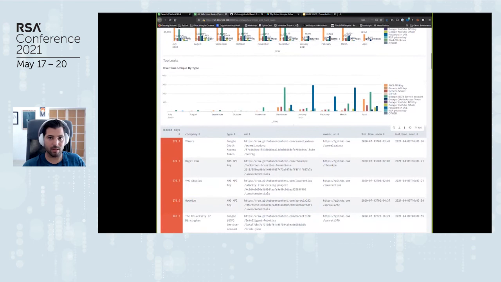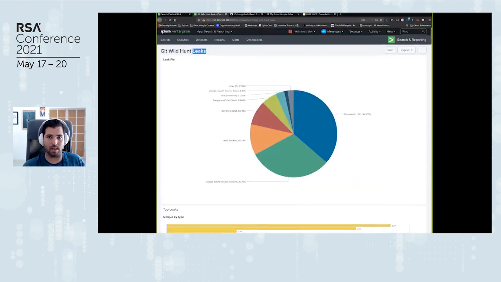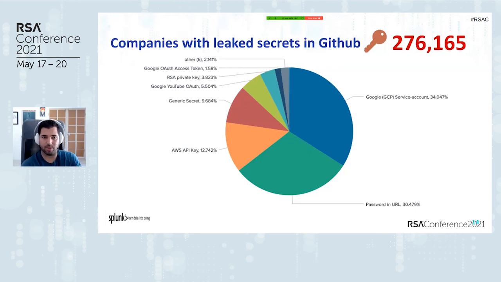And so that is, in short, what we've been leveraging the tool for. Now, let me flip back here to our slides. I want to share some other metrics that we gathered. A few other metrics that we gathered are here. There's about 276,000 companies that we noticed had leaked credentials out there actively.